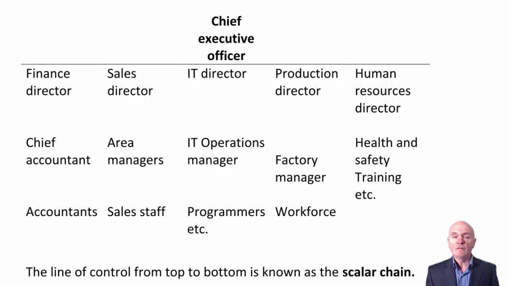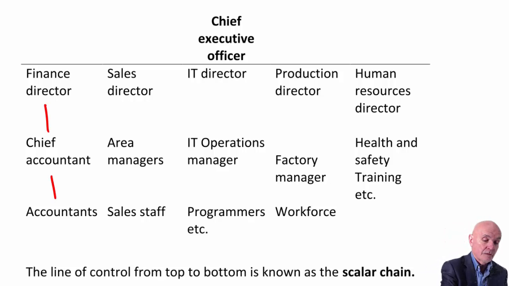finance function or finance department, it would be headed up by a finance director, and then under the finance director there would be a chief accountant, and then you would have maybe a number of more junior accountants, maybe somebody for financial accounting, somebody for management accounting, somebody for the receivables ledger, somebody for wages and salaries and so on, and so it goes on down.